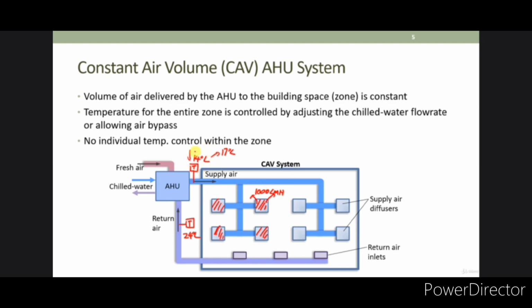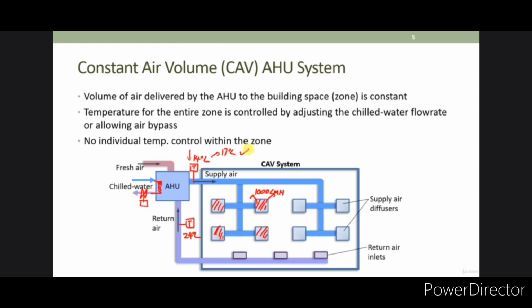So how do we change the supply air temperature? That is at the chilled water side. Alright, because the AHU will have a cooling coil that is carrying cold water into the AHU. So by modulating the amount of cold water that is flowing inside, you will be able to modulate the supply air temperature. So that is how temperature control is done.